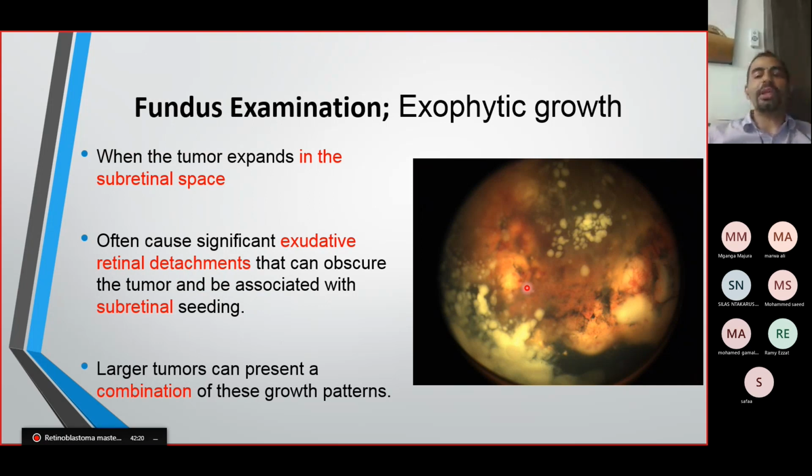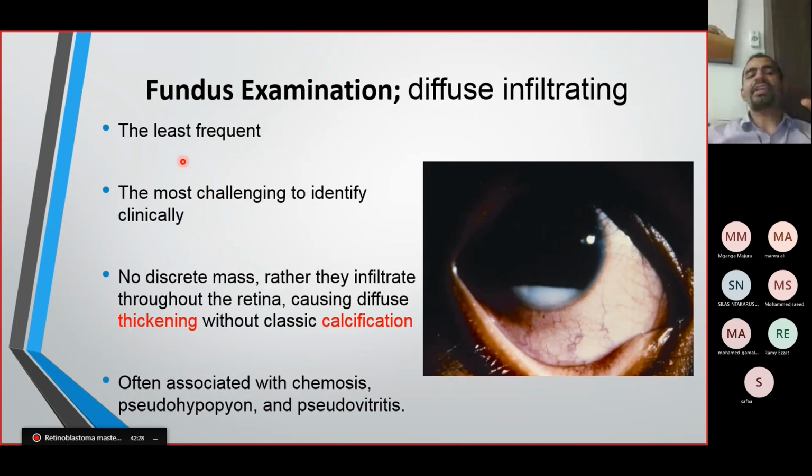Large tumors may have a combination of both of them, so you find a part of it endophytic and a part exophytic. Diffuse infiltrating, this is luckily the least frequent because it's the most aggressive and the most challenging to diagnose, because it mimics an endophthalmitis. So you may think that this patient is having an endogenous endophthalmitis and start to treat him or her like that, and later on you find out that those are tumor cells rather than infection.